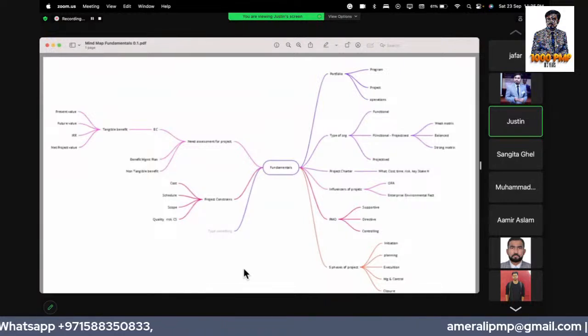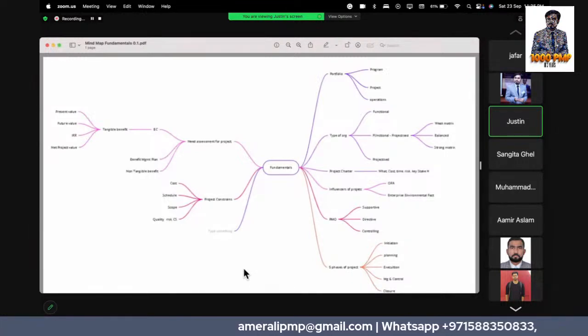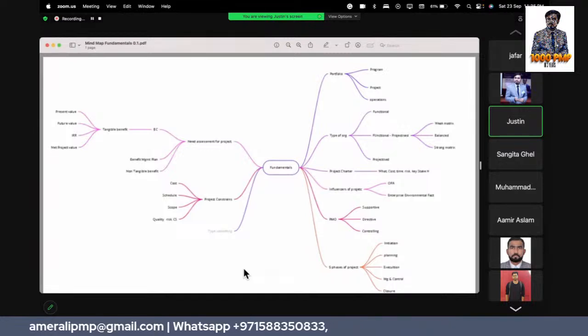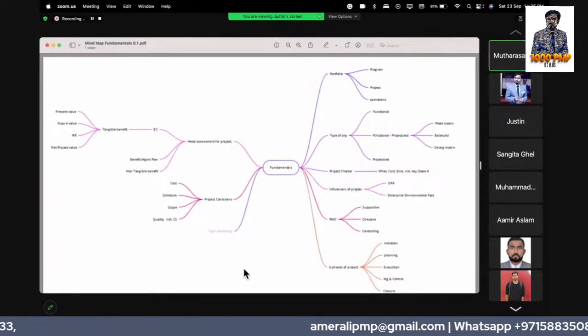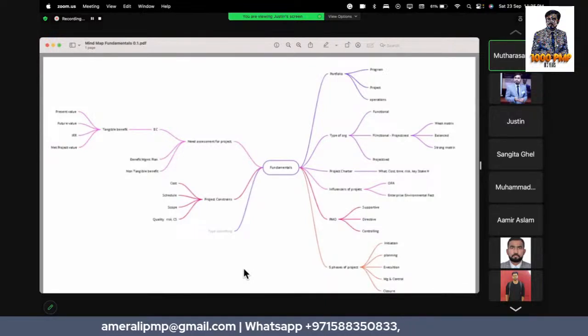Yeah, so these are the complete definitions from the mind map of fundamentals. Okay, anybody from Team 5 to explain Agile? Yeah, go ahead. You can show it on the screen.